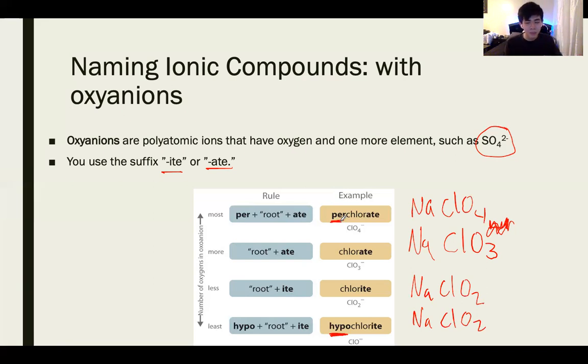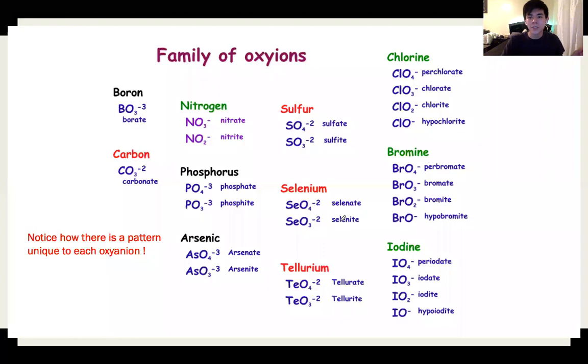Now this can be tricky because there's no set rule to how many oxygens are assigned to which suffixes and prefixes. So let me show you what I mean by that. So you can see here, this is nitrate and this is nitrite. It has 3 oxygens for nitrate, but if we look over at sulfur, a sulfur polyatomic ion, this has 4 oxygens, yet they both end with "ate."